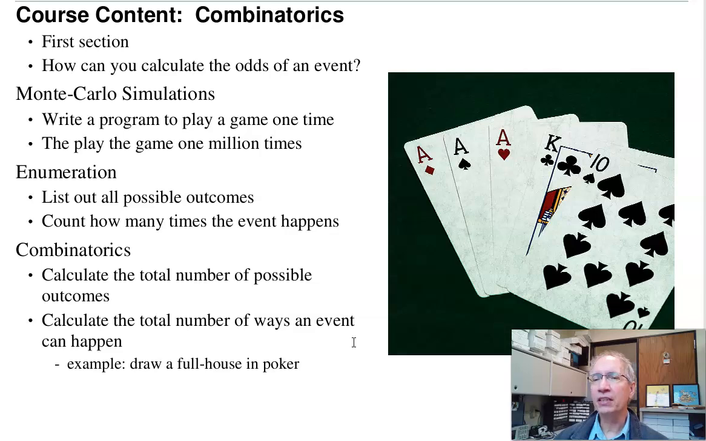Combinatorics is a way to calculate how many different hands are three of a kind, how many different hands are full house. I should get the exact same answer that I got with enumeration, but the advantage is with combinatorics, I don't have to grind through every possibility. I can calculate all the possibilities.